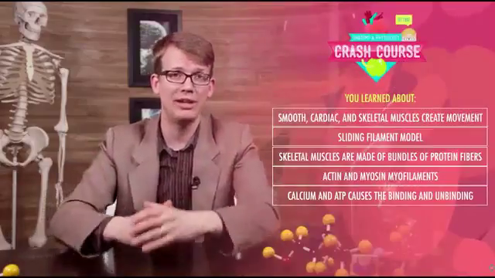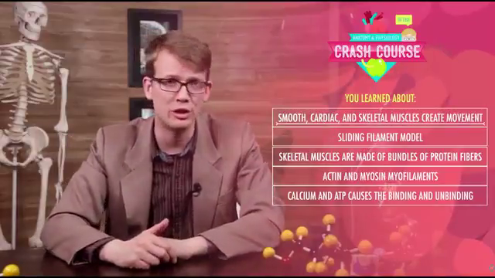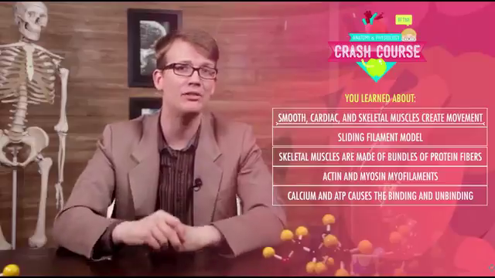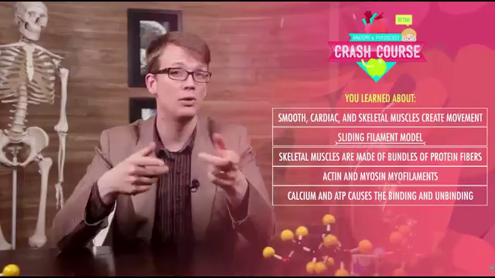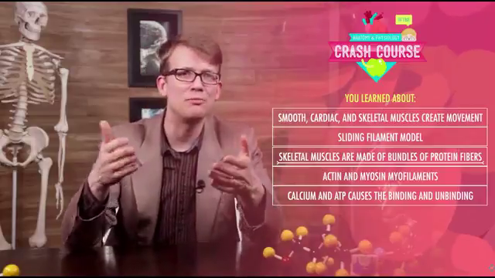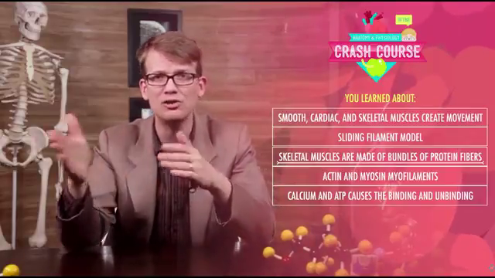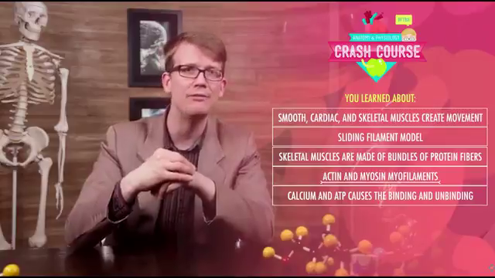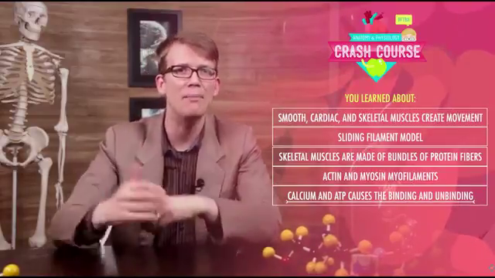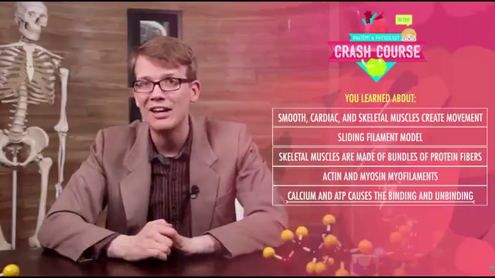If you do watch this one again, you will relearn that your smooth, cardiac and skeletal muscles create movement by contracting and releasing in a process called the sliding filament model. You'd also relearn that your skeletal muscles are constructed like a rope made of bundles of protein fibers, and that the smallest strands are your actin and myosin myofilaments. It's their use of calcium and ATP that causes the binding and unbinding that makes sarcomeres contract and relax.